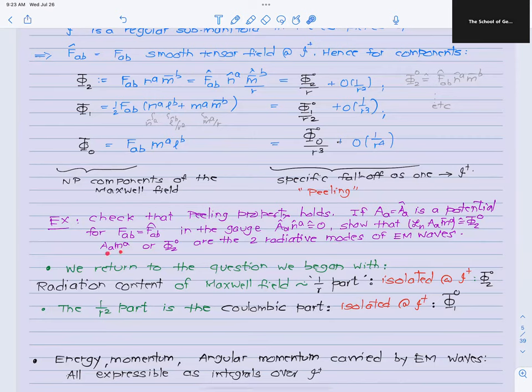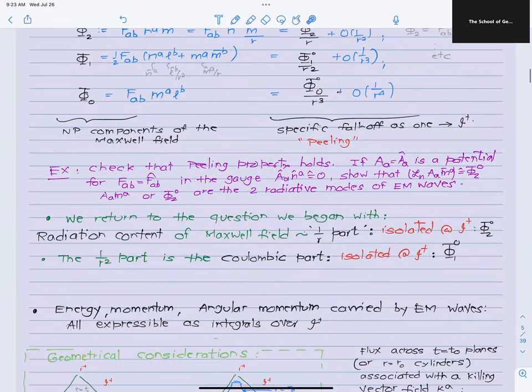So the angular components of A and phi 2 naught are the two radiative modes of the electromagnetic field because they fall like 1 upon r. So phi 2 naught, which is the coefficient of the 1 upon r component, is called the radiation field. And if I went to the potentials, then the angular component of the potential, A_A times m bar A, has the information about the radiation content of the space-time.